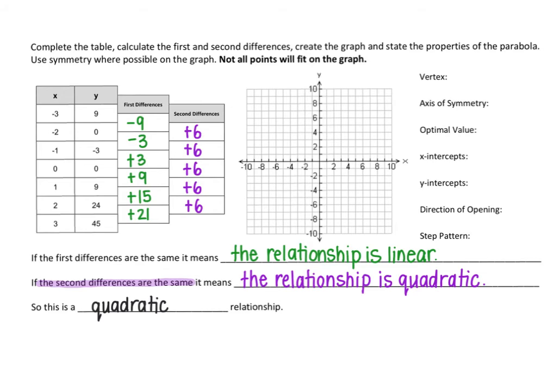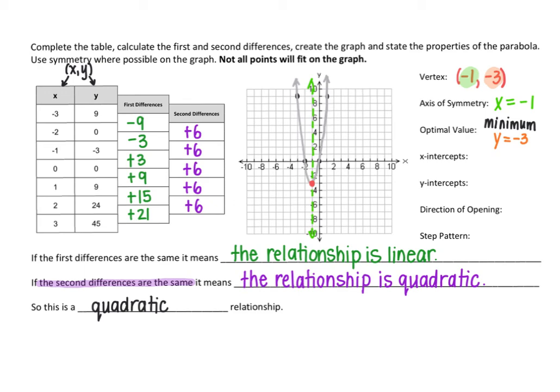Because all of the second differences are the same, we can conclude that this relationship is a quadratic. As we begin to plot the points of this quadratic, we will do so by plotting the x and the y coordinates. After we've done that, we can start to look at the key features. The vertex of this parabola occurs at (-1, -3). Its axis of symmetry that goes through the vertex is at x = -1. Our optimal value is a minimum, and it occurs at -3.